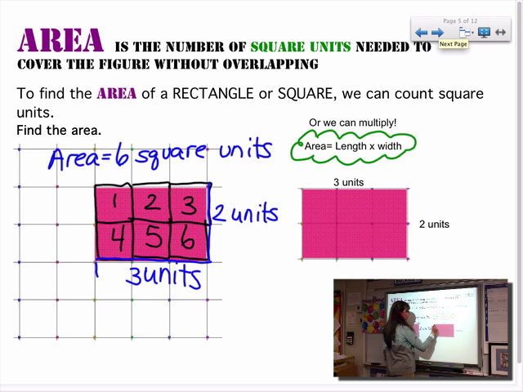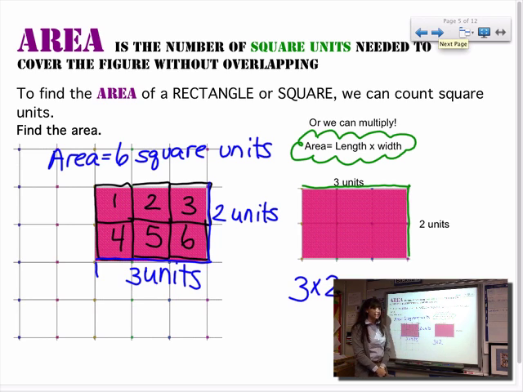Since we counted that the length is 3 units and the width is 2 units, I can now use it to make a number sentence. If my length is 3 and my width is 2, I can use this special number sentence, that area equals length times width, to show the multiplication sentence 3 times 2. Now, Mrs. Taglia remembers from last week that multiplication is like skip counting.